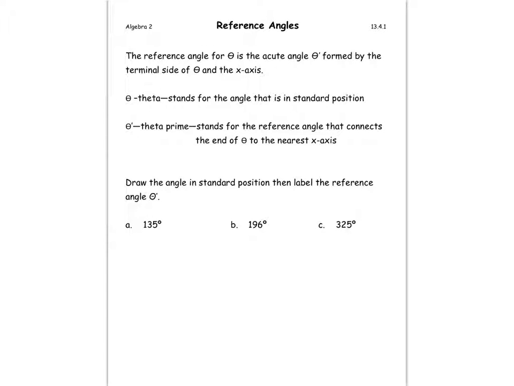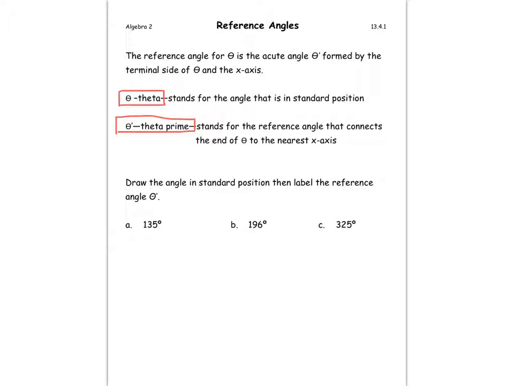All right, now we're going to talk about reference angles. The reference angle for theta is the acute angle theta prime formed by the terminal side of theta and the x-axis. So let's be clear. When we say theta, the one without a tick mark, that stands for the angle that's in standard position, the original angle that started at 0 degrees. When we put the little tick mark on it, we say theta prime, and that stands for this new thing, the reference angle. It's the angle that connects the end of theta to the nearest x-axis.